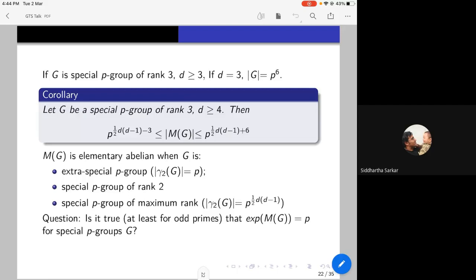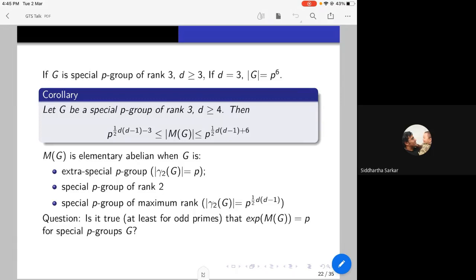If G is a special p-group of rank 3 and d is greater than or equal to 4, then the lower bound is given by p to the power half d(d minus 1) minus 3, less than or equal to |M(G)|, less than or equal to p to the power half d(d minus 1) plus 6. So again, not very far from each other. If one wants to go further, maybe one can investigate this too. I'm not sure if anybody is interested in that.